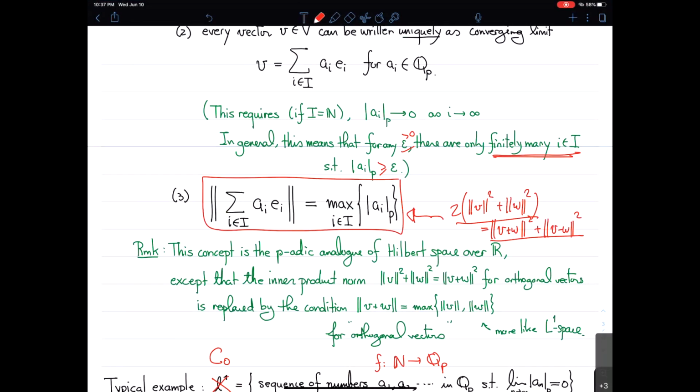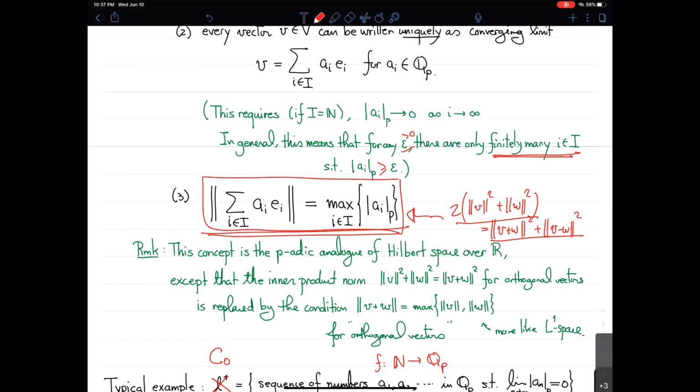Somehow, you don't have this inner product. You just, so the ultrametric condition means this. They're somewhat different, I guess, but all the properties seem to be okay. We see that there's a theory over R, and there's a corresponding theory over Q_p, not quite always the same. There's always something you have to change, of course.